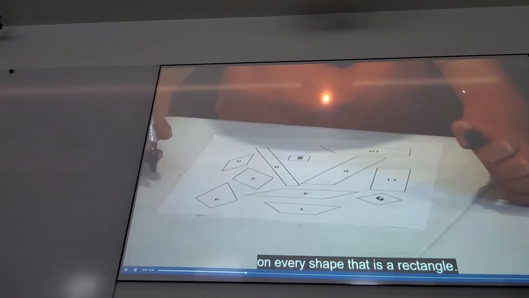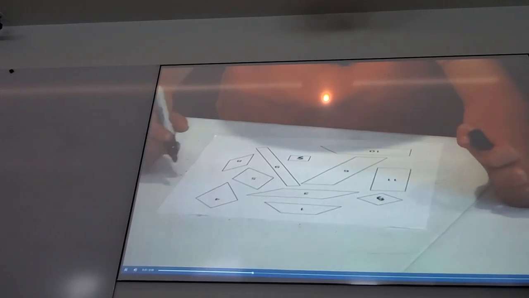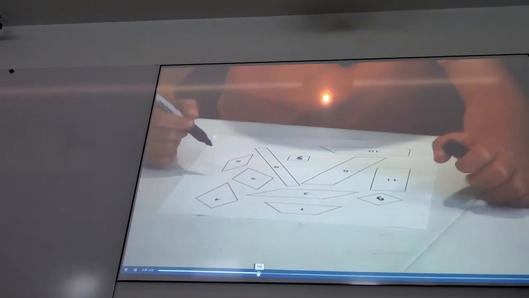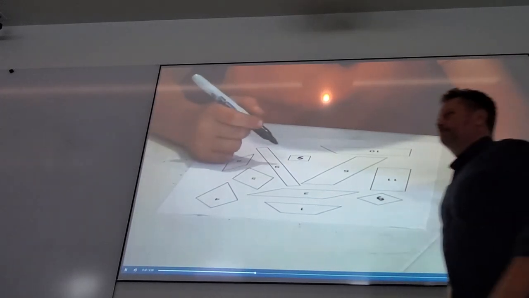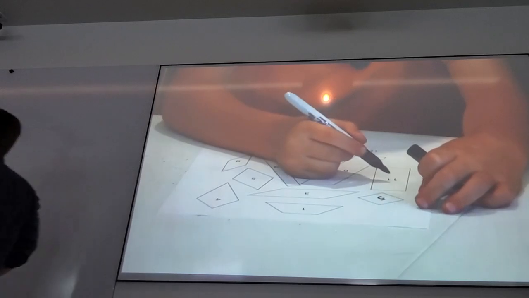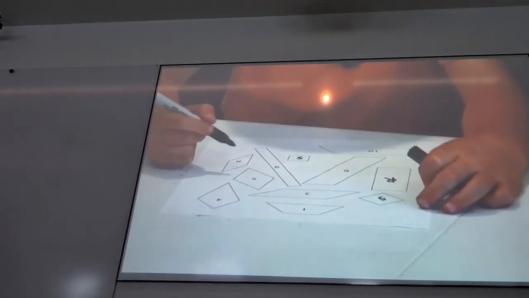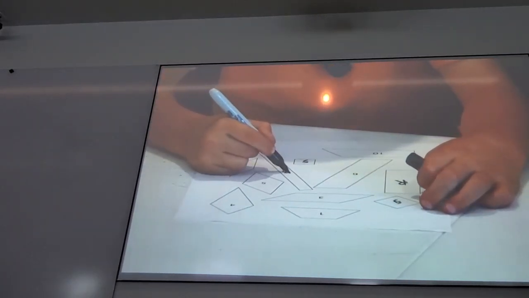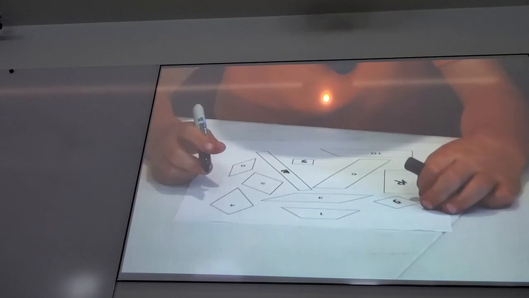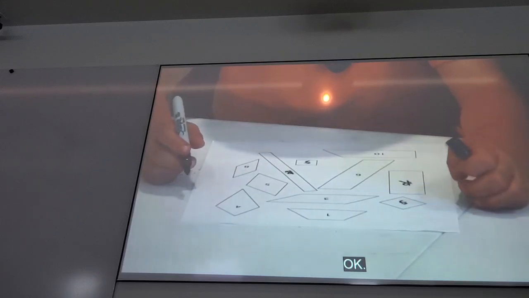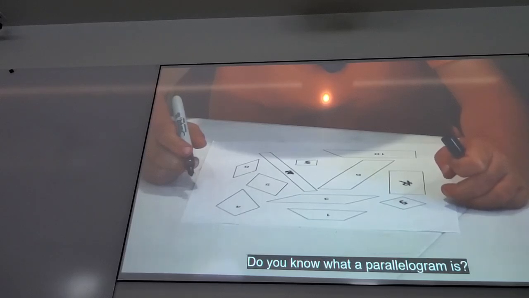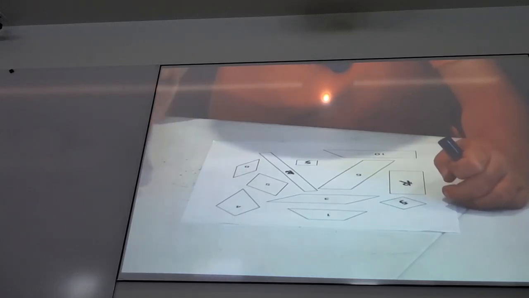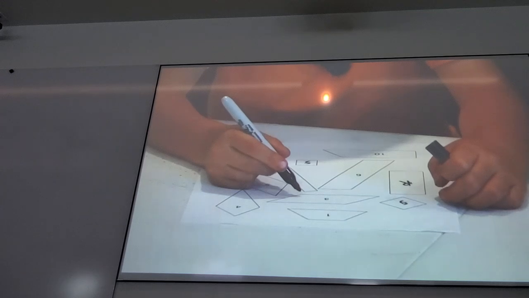Okay. Rectangle. Well, let me say this. I think he's a rectangle, right? Rectangle. Yes. That's all. Okay. And now I'd like you to put a P on everything that is a parallelogram. You know what a parallelogram is? It's one of these. Okay.